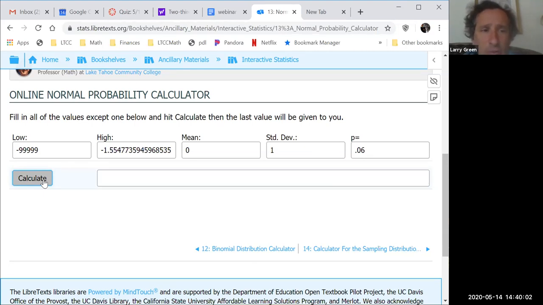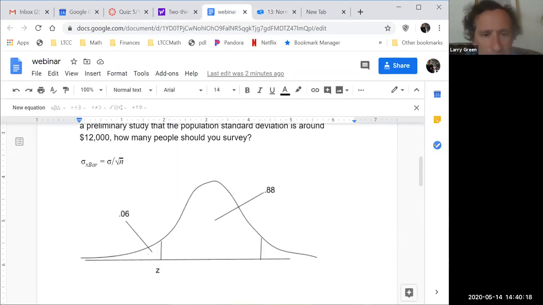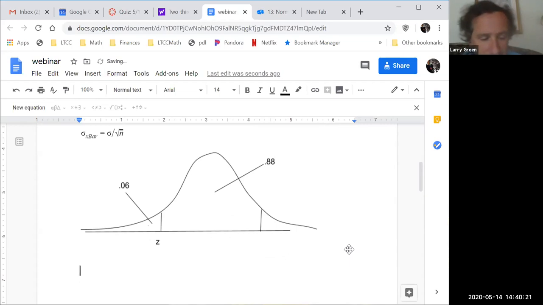Okay, and I get negative 1.55477, et cetera. Let's just copy some of that, some decimals. Okay, so the first thing I can say is that z equals, I'm going to go 4 decimals because that's a little better, so negative 1.5548. Any questions on that so far? Okay, so that's our z.